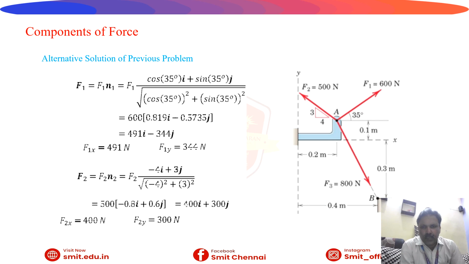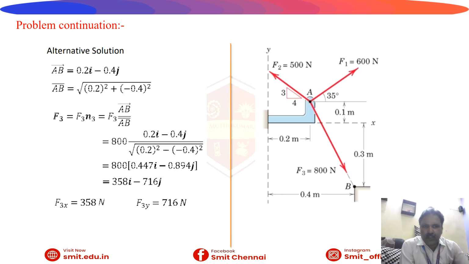F2, what can we do? 4, 3 is given, 4 along the x-axis, therefore minus. Why is it minus? Because it is acting toward the left-hand side, so it is minus. Then 3 will be positive only, it is an upward force, so plus 3j. Then taking the common value 500, you will get F2x equal to 400 Newton, F2y equal to 300 Newton. Alternate solution, again a continuation of that one.